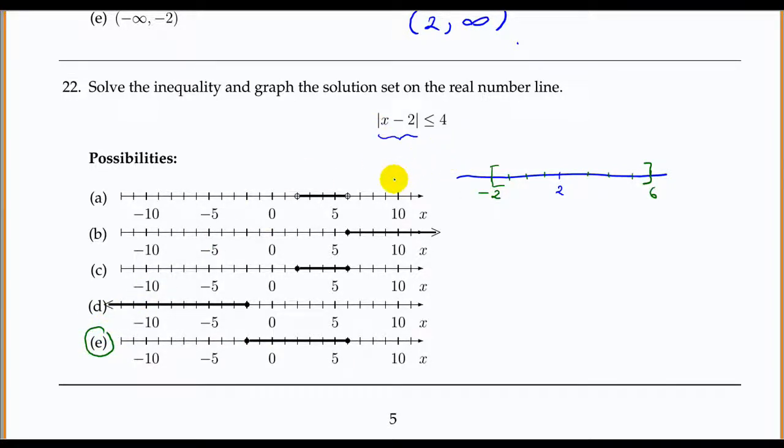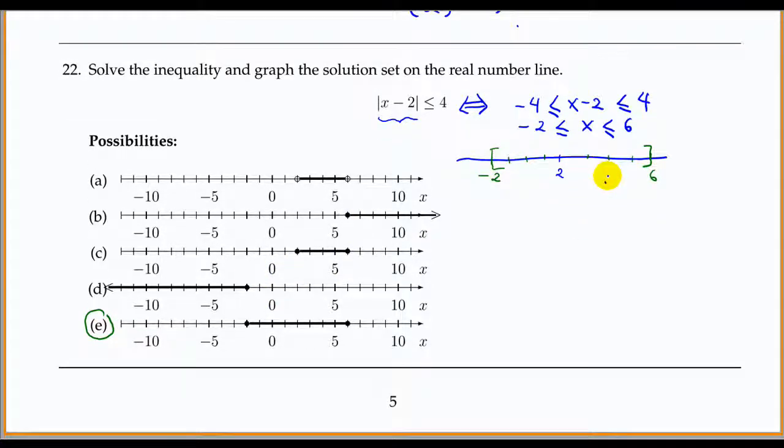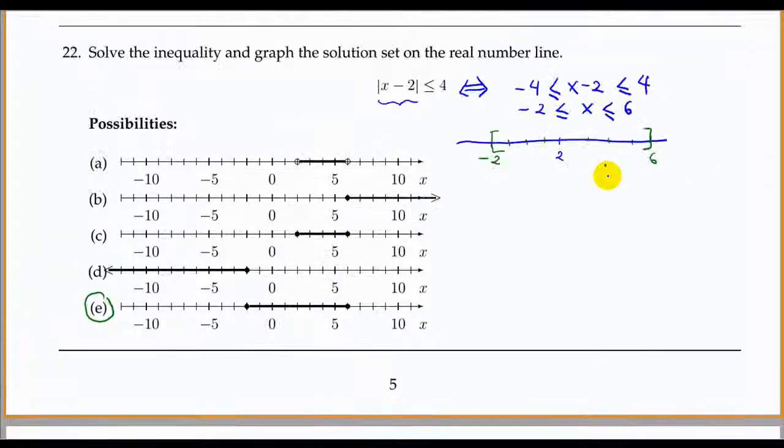The other way is by the algebraic method, so we need to translate this into an equivalent statement, which is x minus 2 is between negative 4 and 4. Adding 2 to each of these, we have negative 2 less than x less than 6. Oh, I'm sorry, I should put this with the equality sign. So we have the same answer, which is E. Okay, that's all for page 5.